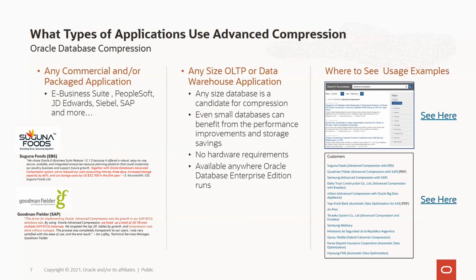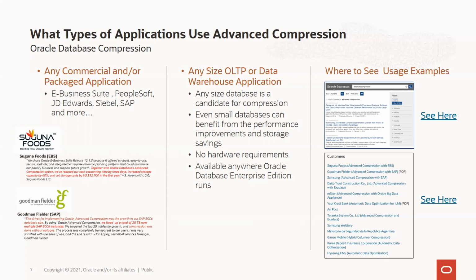Pardon me. It includes things like E-Business Suite, PeopleSoft, JD Edwards, Siebel, SAP, and others. So if you're using a commercial packaged app, it is very possible to use Advanced Compression with that. There are no SQL changes required at all. You don't have to go through and change SQL.